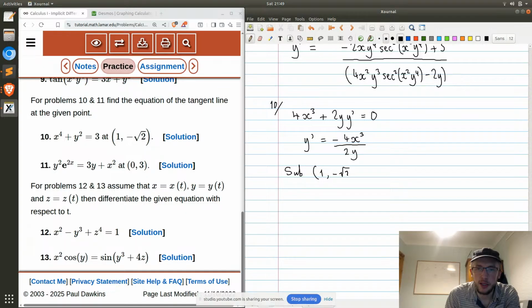Now we'll sub these points. So y prime is equal to negative 4 over 2 times negative root 2. 4 over 2 root 2 is 2 over root 2, which is root 2.